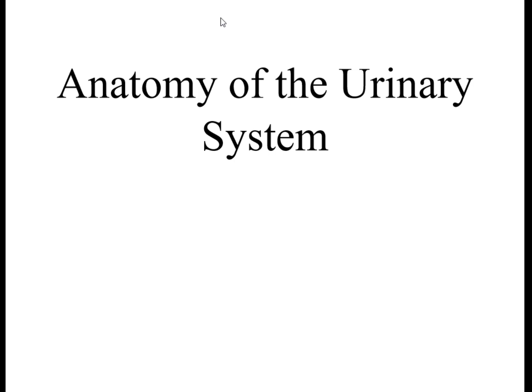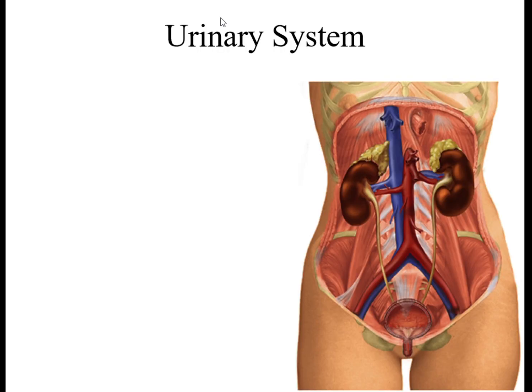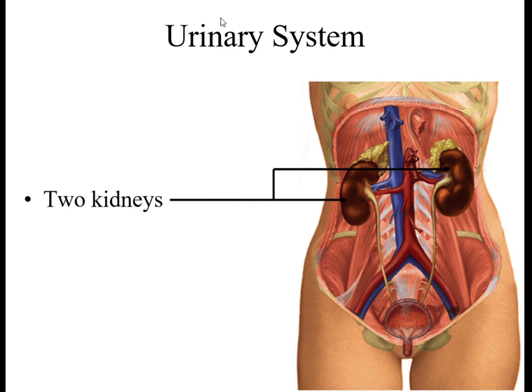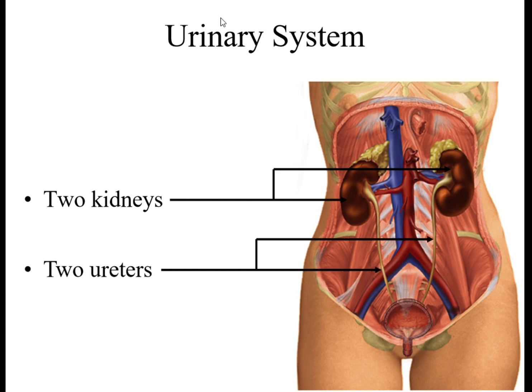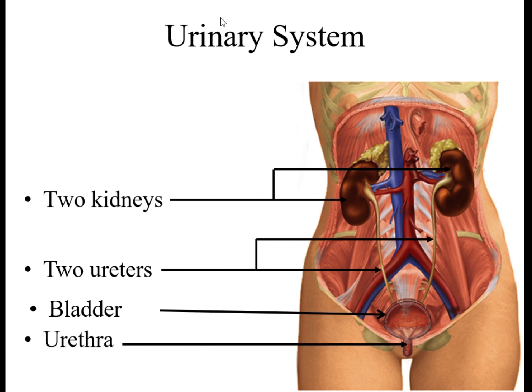Hello everyone. Today we discuss the anatomy of the urinary system. Let's start. As you can see here, the urinary system. These are the two kidneys, one is the left kidney and another is the right kidney. And these are the two ureters. Then this one is the urinary bladder, and this is the urethra.